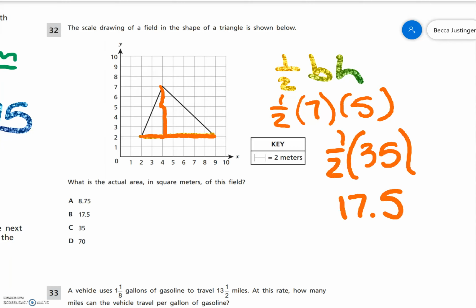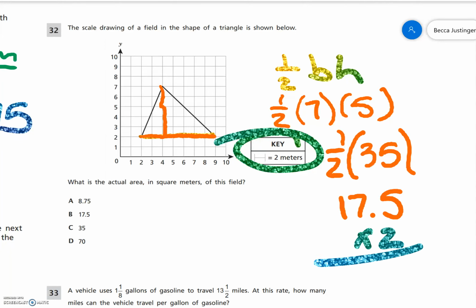But you have to pay attention. Use the key. Each box is worth 2 meters. So you're going to have to go and convert that by multiplying by 2. And the answer is C, because 17.5 times 2 is 35.